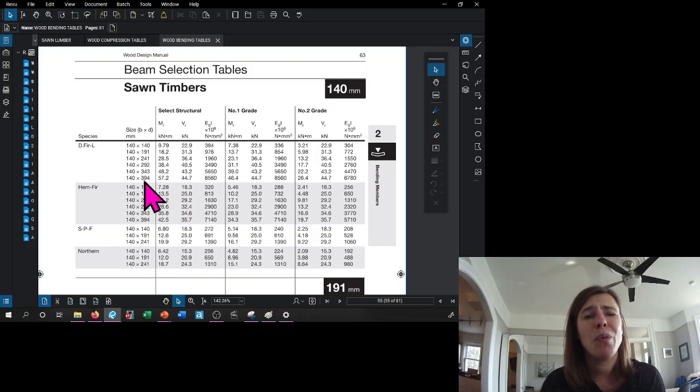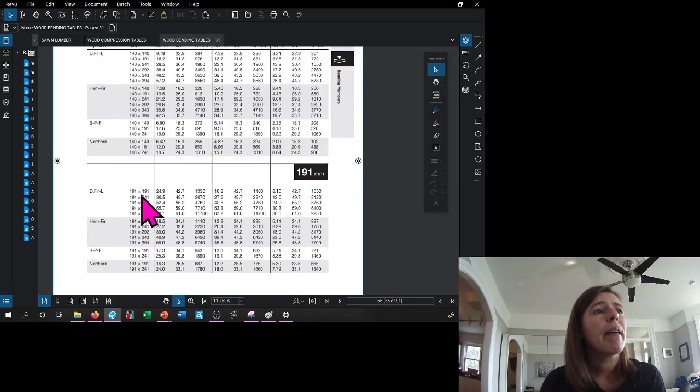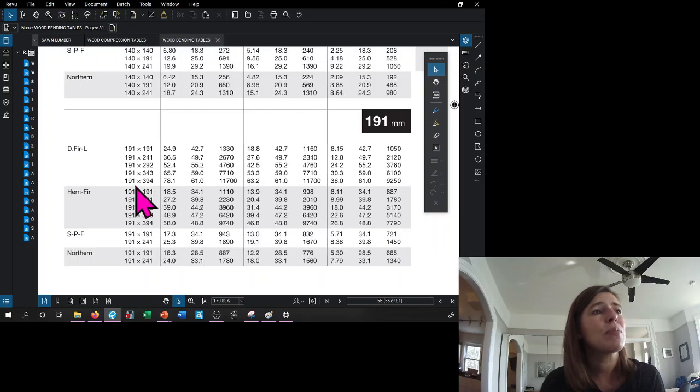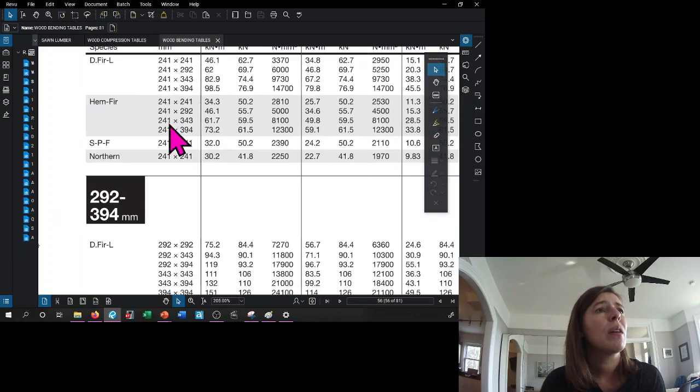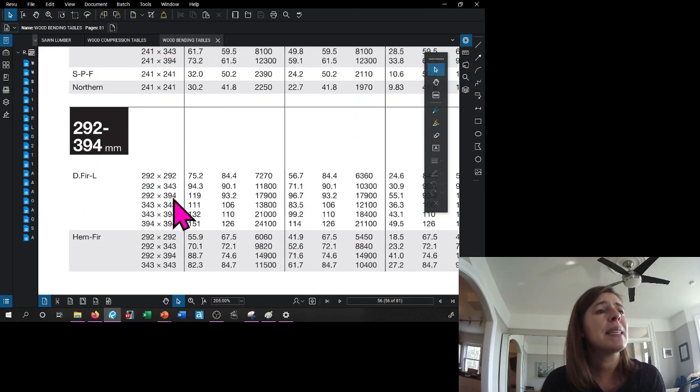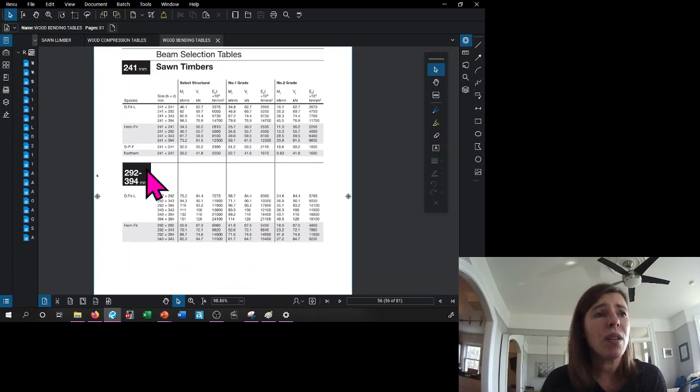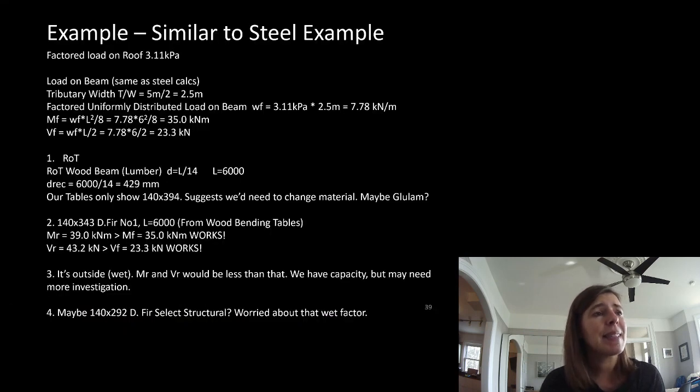So that makes me think maybe we'd want to switch to glue lam, or maybe we'd want to, no, even this, the deepest member was 394. Let's look on the next page. Maybe there was more. Doesn't seem like there's much options. So based on the sizing guidelines, this says, probably not. You probably don't have something that works in our sawn lumber. You might want to go to glue lam, or steel might be your final answer. So this would be at a very preliminary stage, that you'd want to start getting it into your head that sawn lumber might not work for this.